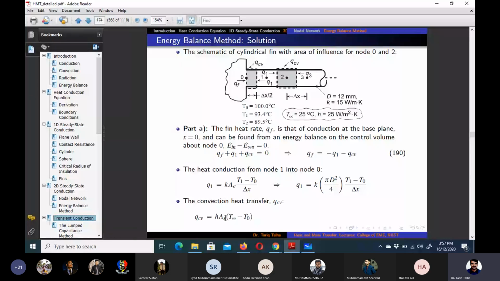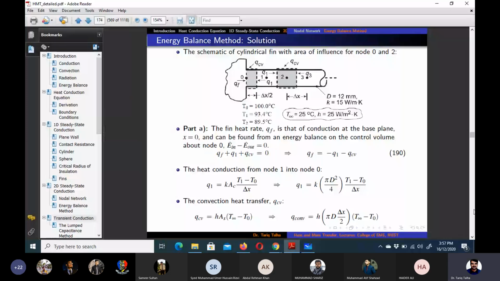Now if you see, the area of influence is this length, delta x by 2, because this is kind of a boundary node, right? So the area of influence would be half. If this is the total distance delta x between node 1 and 0, then this is the area of influence, which is delta x by 2 into pi d. Pi d is the circumference for that cylinder. So pi d into delta x by 2, and that is T infinity minus T naught.